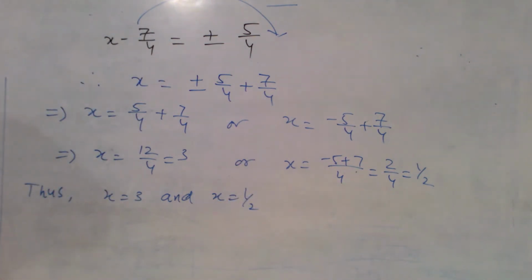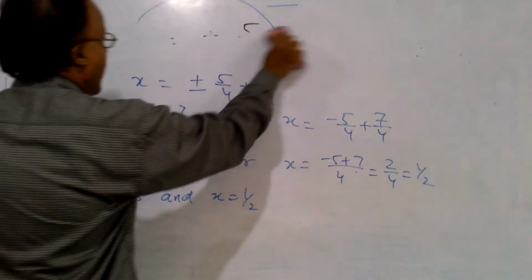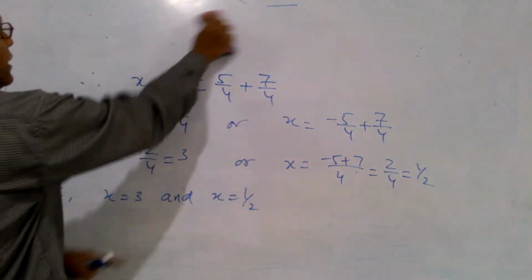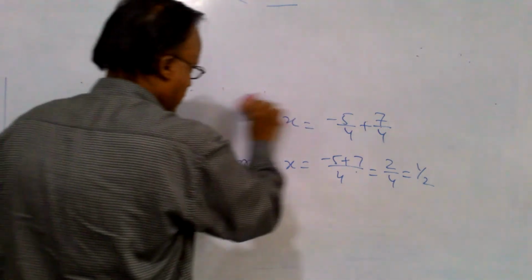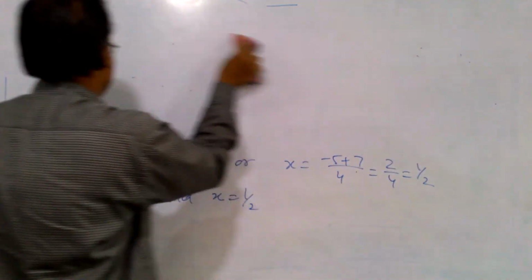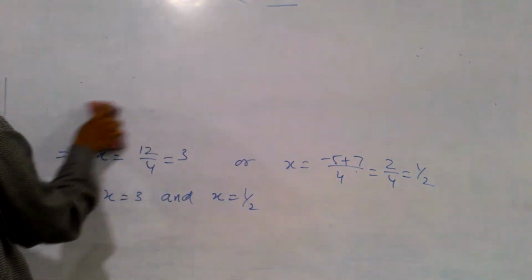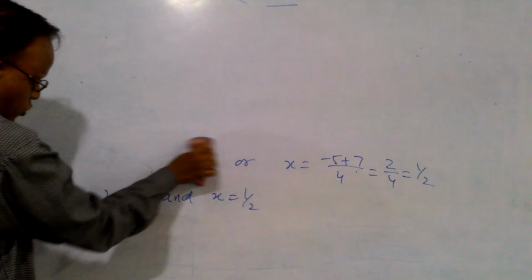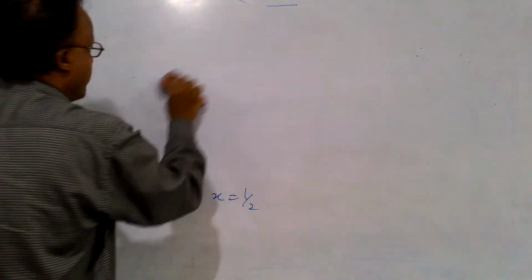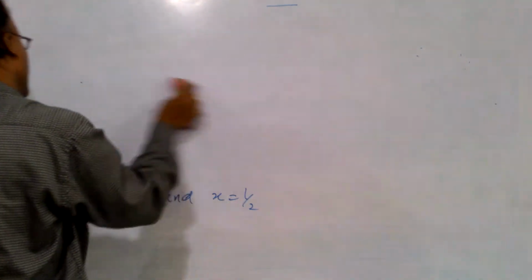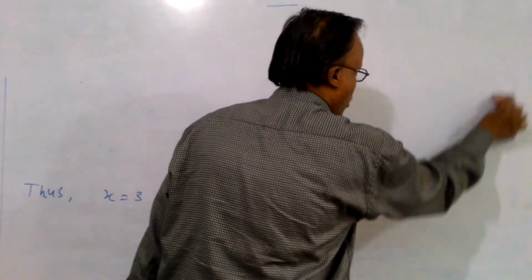x equal to 3 and x equal to 1 by 2 are the solutions of the given equation. This is your first part, which is over: to solve the given equation by the method of perfect squaring. I hope it is clear now.